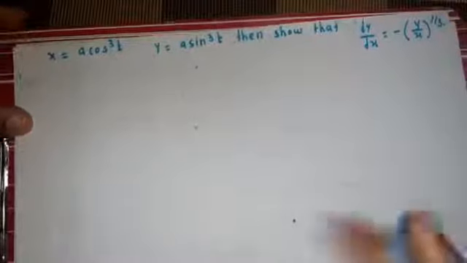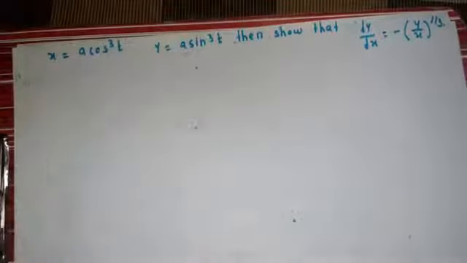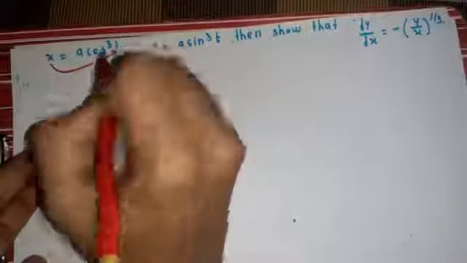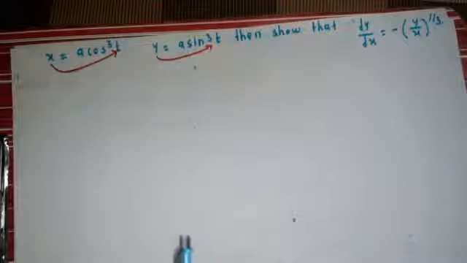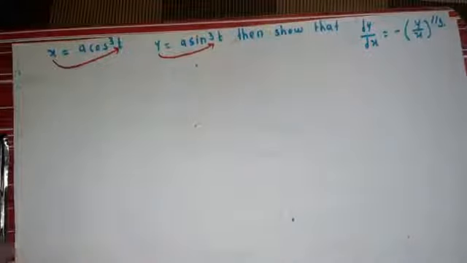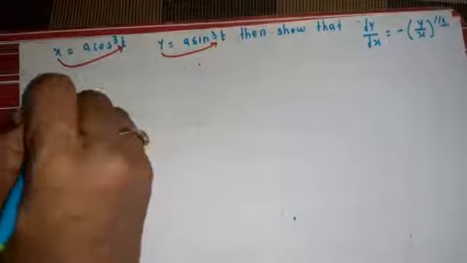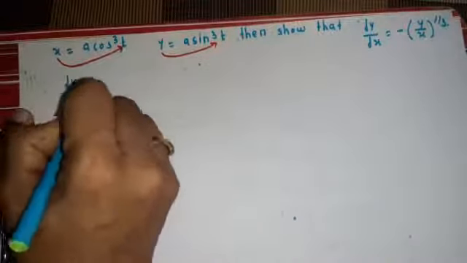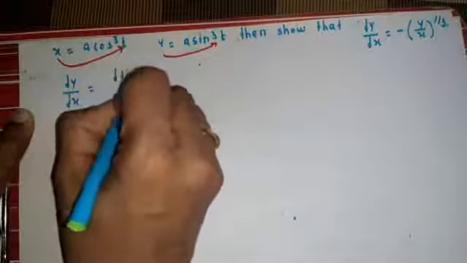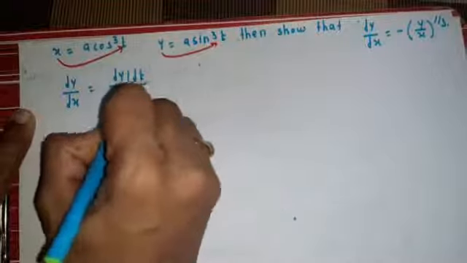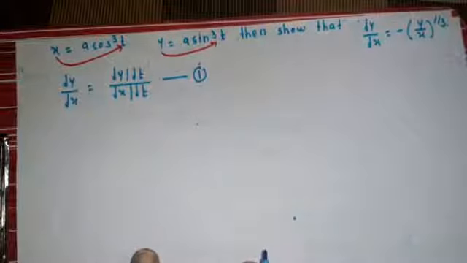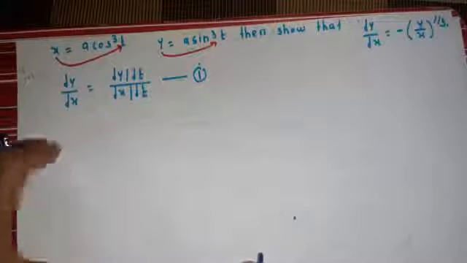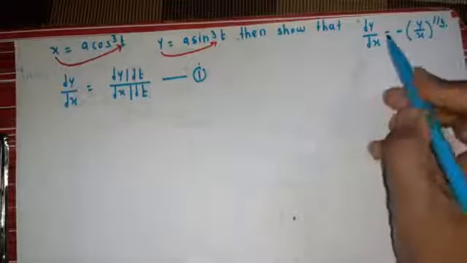So what is given? We have given that here also x is a function of t, and also y is a function of t. By using differentiation of a parametric function, dy by dx equals dy by dt upon dx by dt, and this is 1. So first find dy by dt, then find dx by dt, put the values in 1, and then adjust the terms to get the required proof.